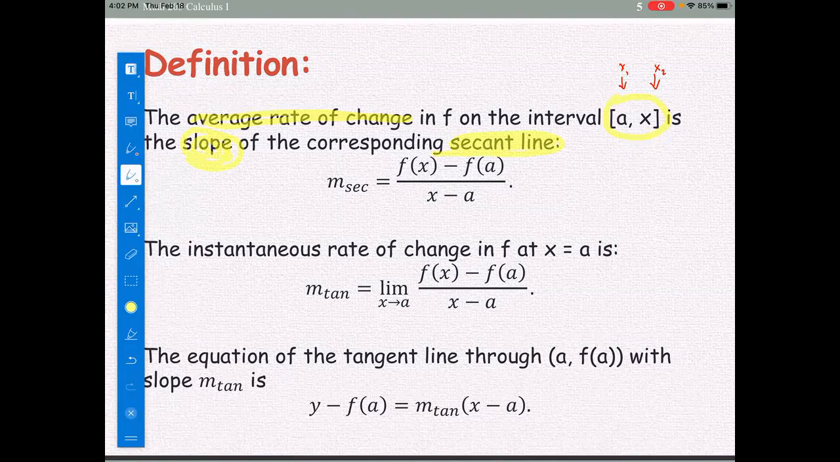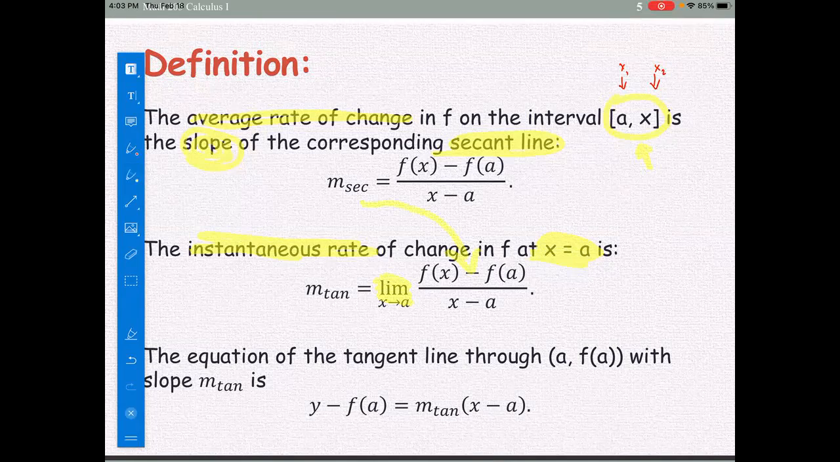Second definition, the instantaneous rate of change at x equals a. This is just one particular point, x equals a, while for the average rate of change, we look at two points of time or two separate ordered pairs. The m of the tangent, or the slope of the tangent line, is the limit of the slope of the secant line.